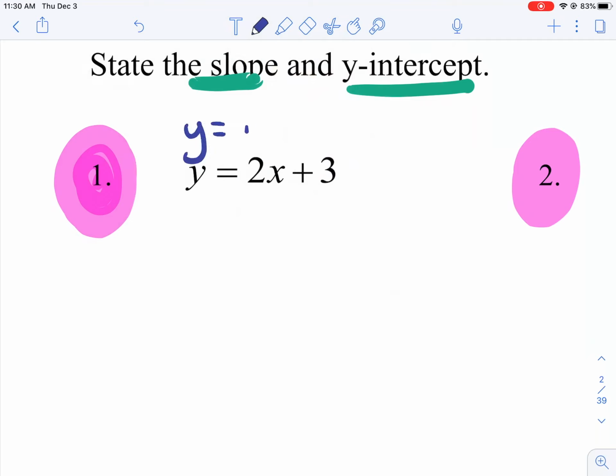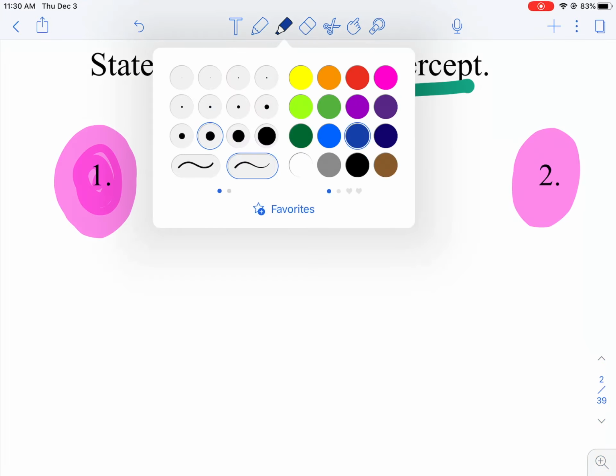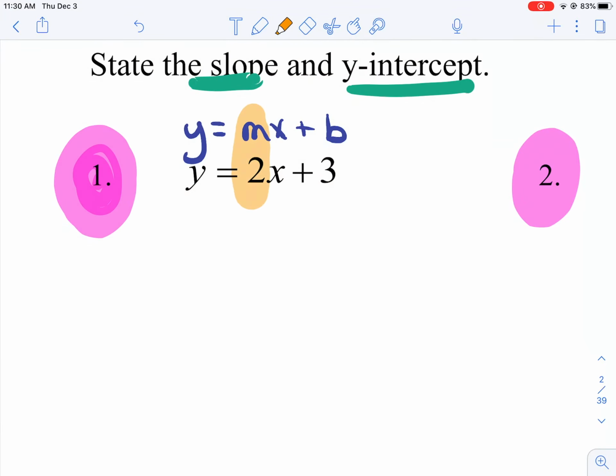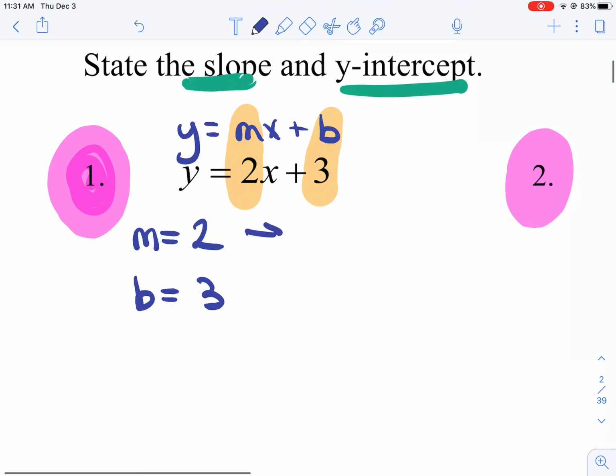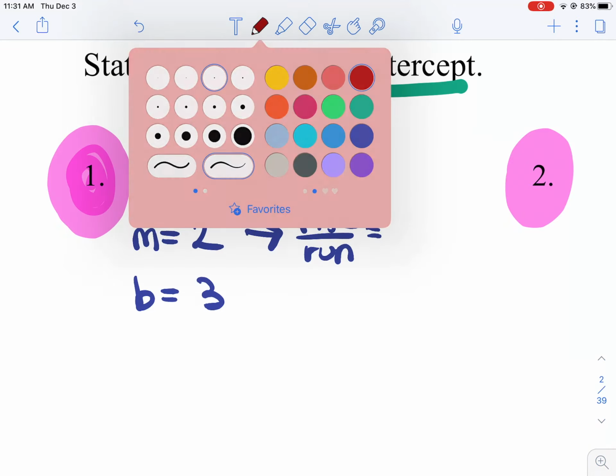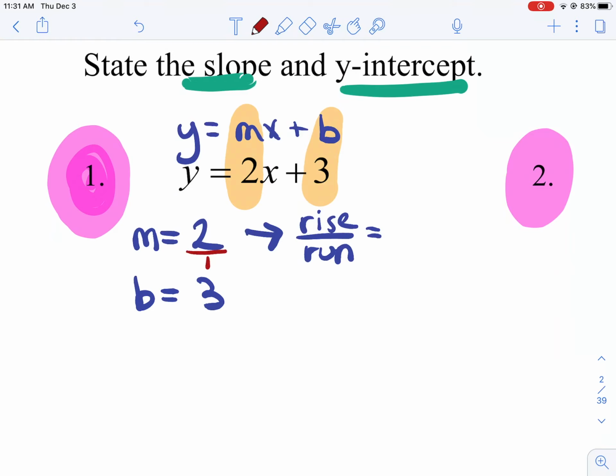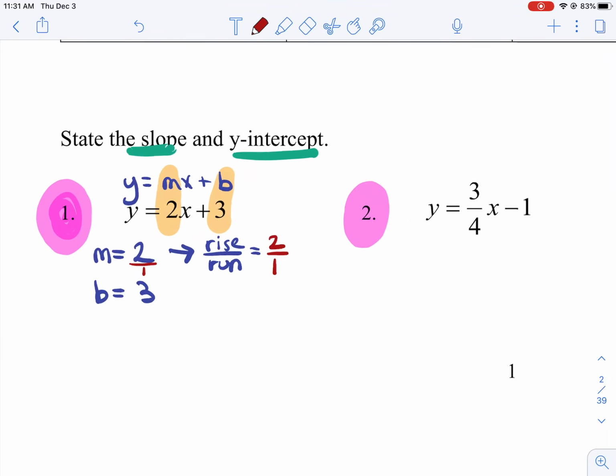Y equals mx plus b. And part of the reason we call this the slope-intercept form is look at the two things we're plugging in for, m and b. So our slope, or our m, is going to be 2, and our b is going to be 3. And then I just want to practice writing the slope as rise over run. If we write this as rise over run, what number is really underneath every whole number? It's really 1. So this would be 2 over 1. Okay?